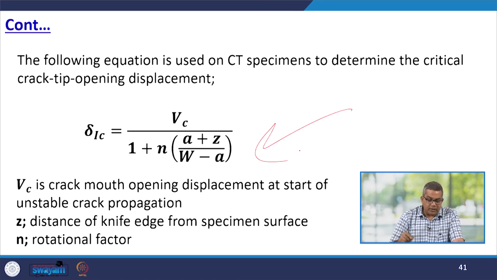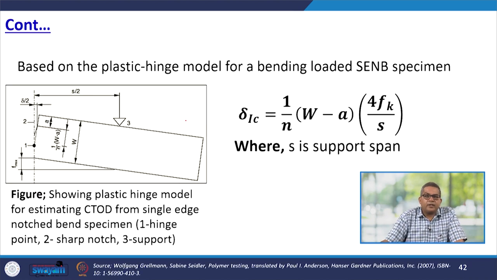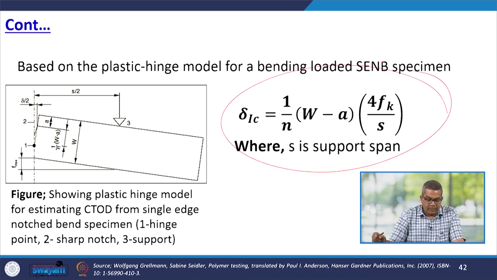Now, this particular equation is used on a CT specimen to determine the critical crack tip opening displacement, that is delta C is equal to VC over 1 plus N into A plus Z over W minus A. VC is the crack mouth opening displacement at the start of unstable crack propagation, Z is the distance of the knife edge from the specimen surface, and N is the rotational factor. Now, based on the plastic hinge model for a bending loaded SENB specimen, this can be given by the mathematical representation based on this particular figure.